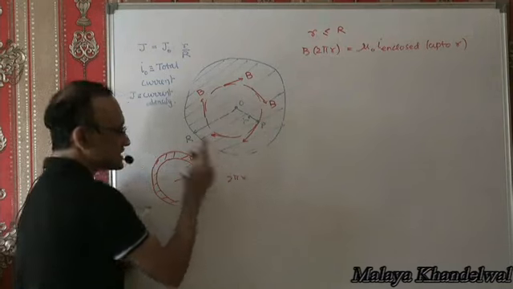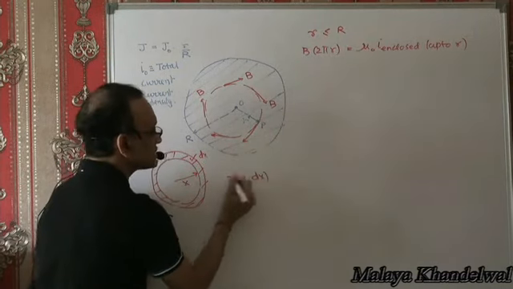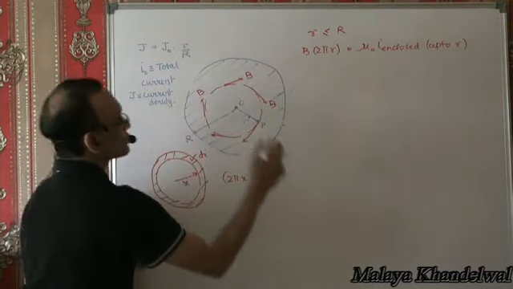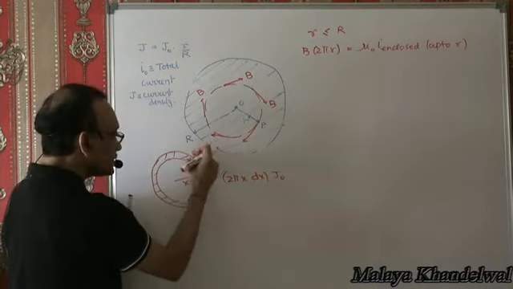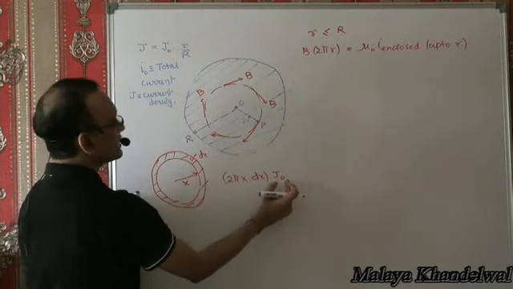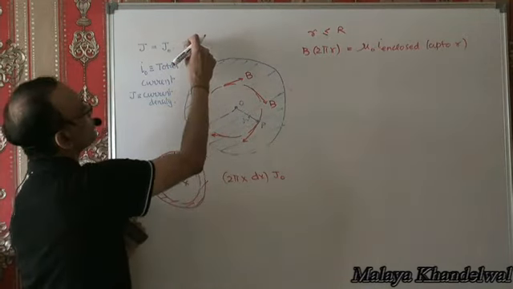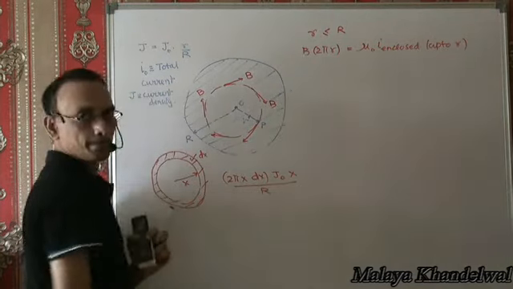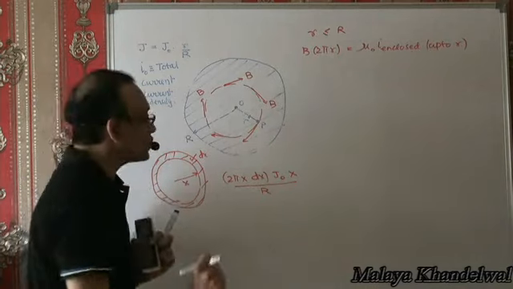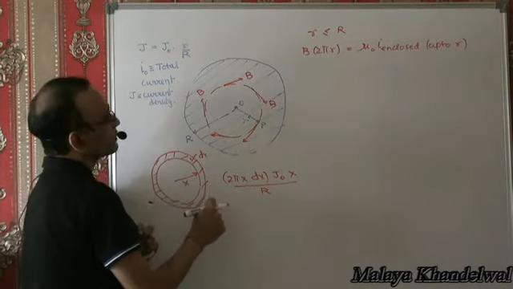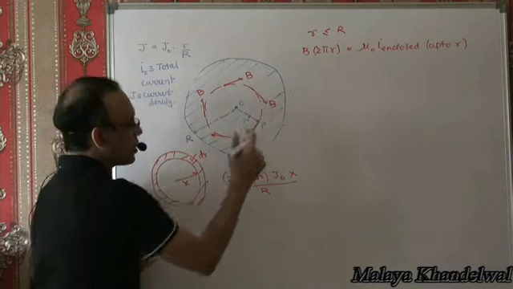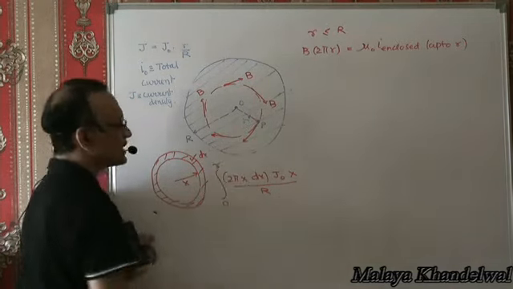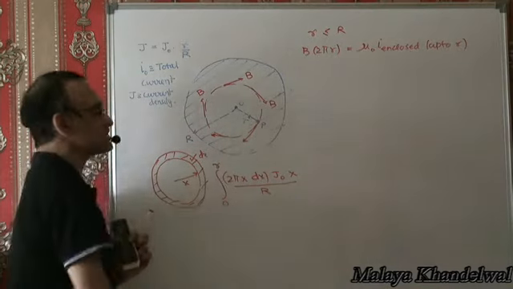2 pi x is the circumference, into dx is the thickness. That's the area of the shaded portion, into the current density, J naught x by capital R. The total current flowing when x runs from 0 to small r would be the sum of all of this. That's going to be the total current flowing through this cross-sectional area.